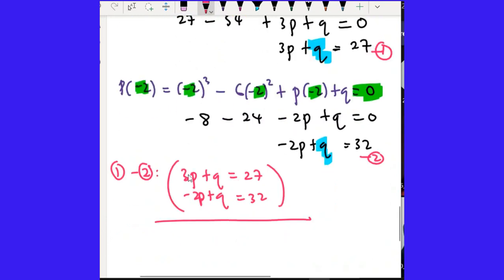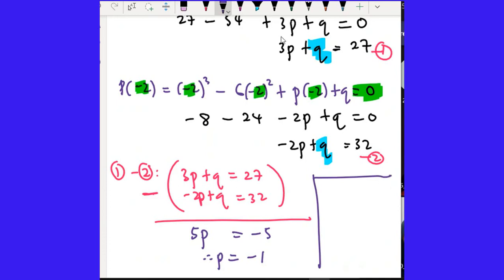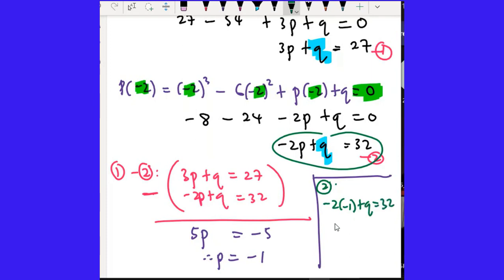So, you dapat ini P. Tolak kot. Tolak. Okay. Minus 3P minus. So 5P. Q minus Q 0. 27 minus 32. Dapat apa? Negative 5 lah. Cukup lah. Therefore P is equal to negative 1. Okay, lepas tu substitute dalam katakan equation 2 lah. Okay. Negative 2, negative 1 plus Q is equal to 32. So, Q is equal to 30.